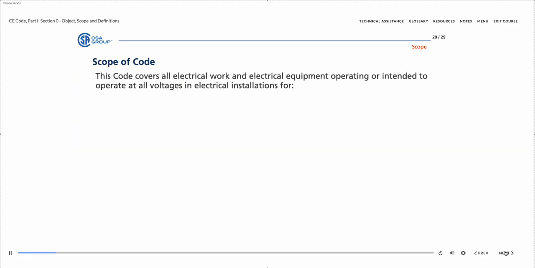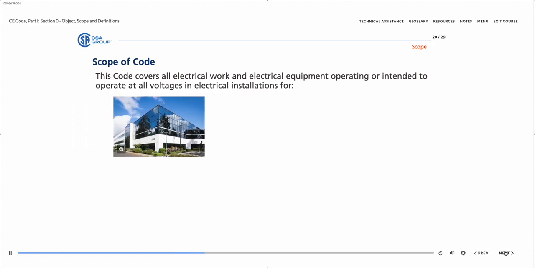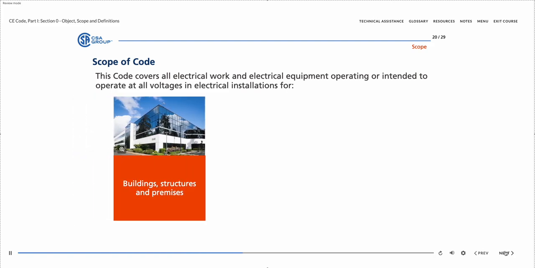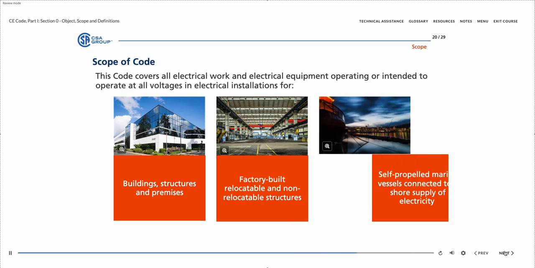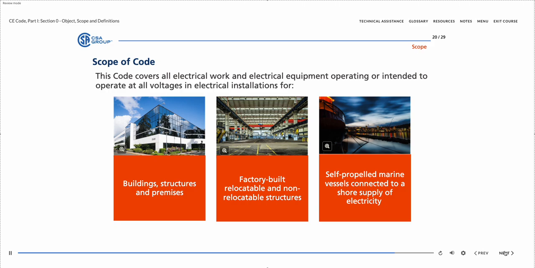The code covers all electrical work and electrical equipment that operates or is intended to operate at all voltages for the following installations: buildings, structures and premises, factory-built relocatable and non-relocatable structures, and self-propelled marine vessels connected to a shore supply of electricity.